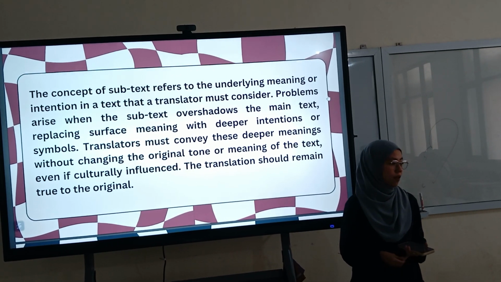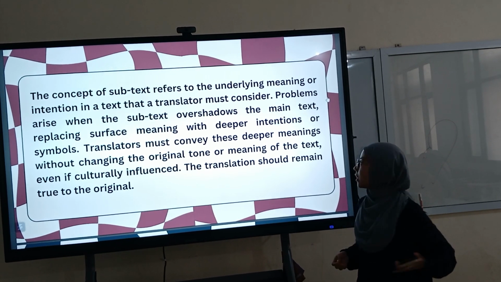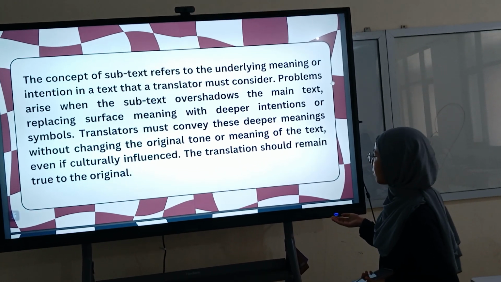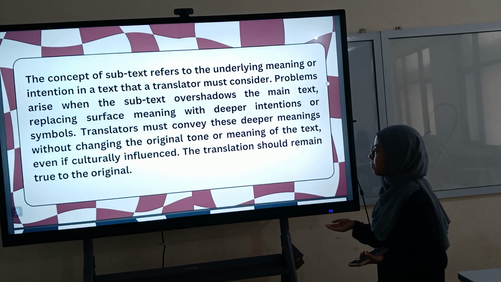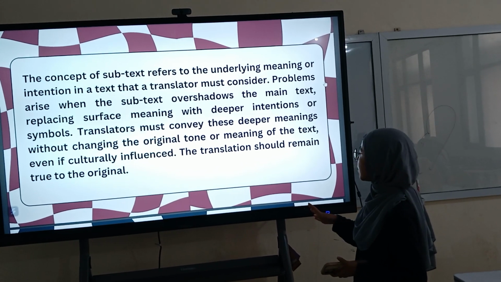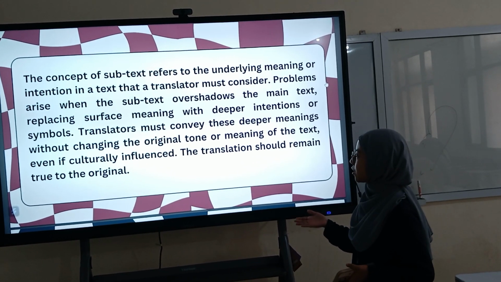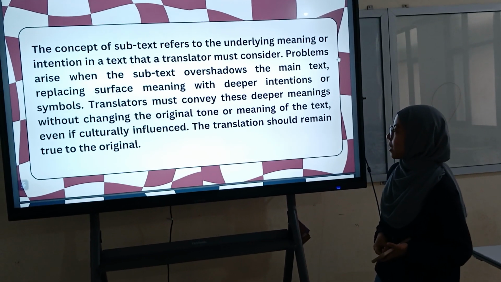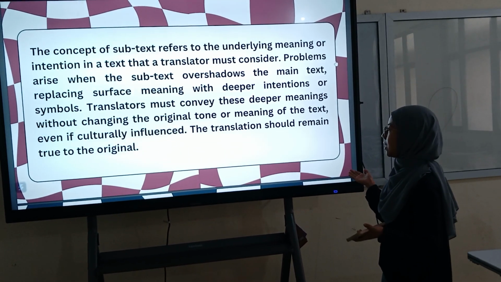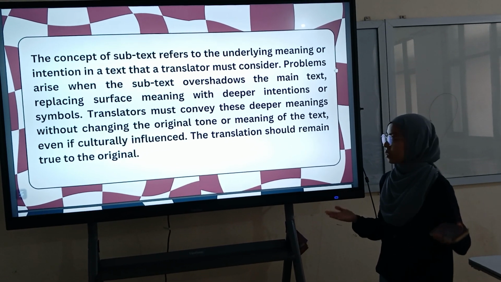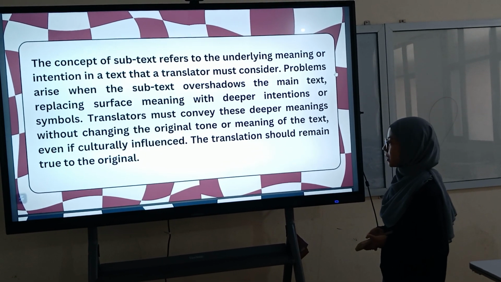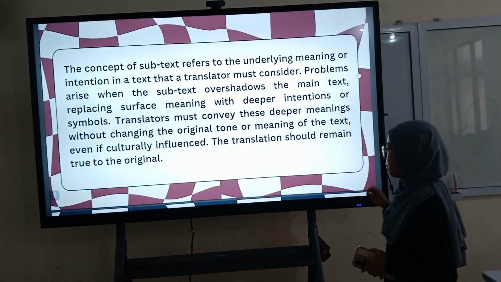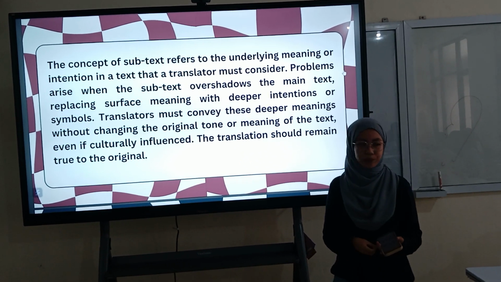So the concept of subtext refers to the underlying meaning or intention in a text that a translator must consider. Problems arise when the subtext overshadows the main text, replacing surface meaning with deeper intentions or symbols. Translators must convey these deeper meanings without changing the original tone or meaning of the text, even if culturally influenced. The translation should remain true to the original.